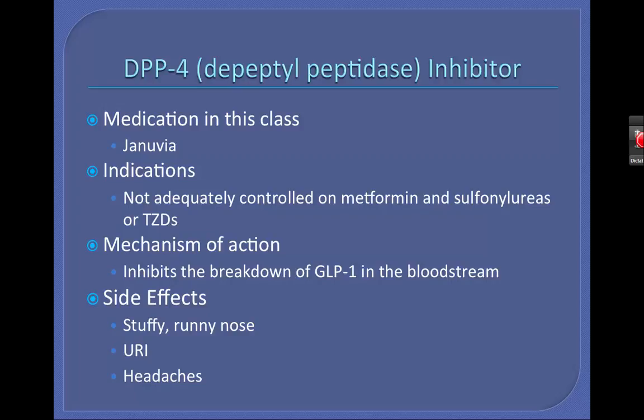DPP inhibitors, the medication in this class is Januvia. Indication is not adequately controlled on metformin, sulfonylureas, or TZD. Mechanism of action: inhibits the breakdown of GLP-1 in the bloodstream. Side effects are stuffy, runny nose, upper respiratory infection, or headaches.